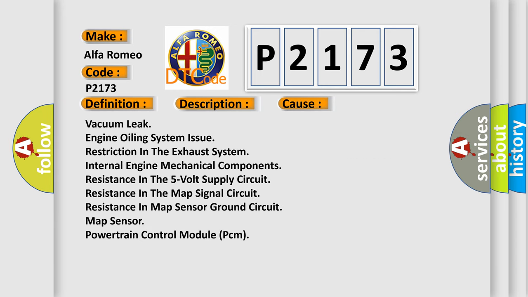This diagnostic error occurs most often in these cases: vacuum leak, engine oiling system issue, restriction in the exhaust system, internal engine mechanical components, resistance in the 5-volt supply circuit, resistance in the MAP signal circuit, resistance in the MAP sensor ground circuit, MAP sensor, powertrain control module PCM.